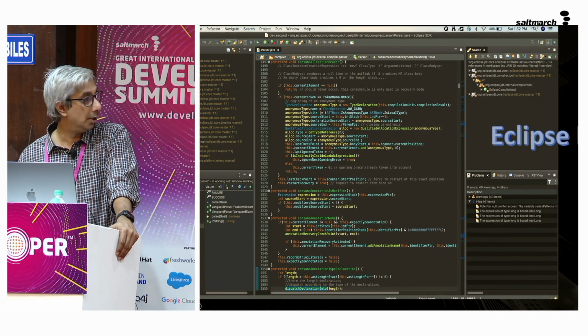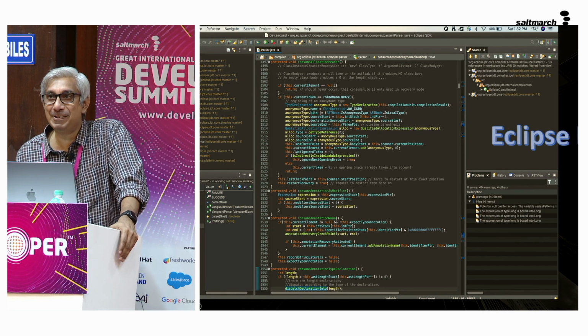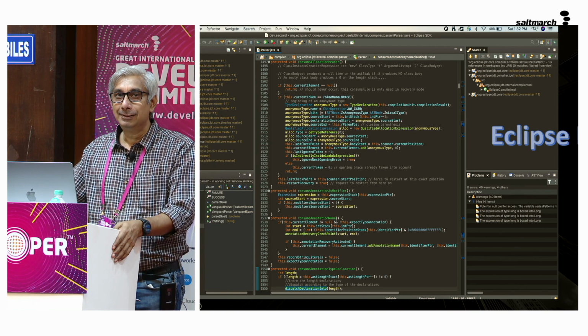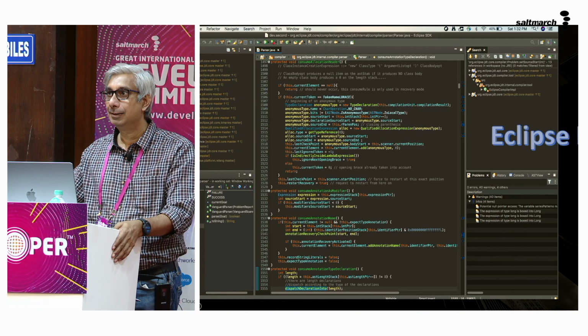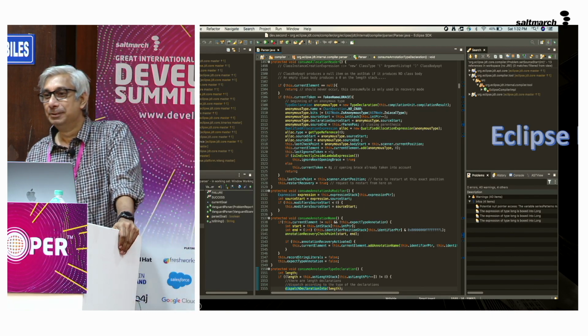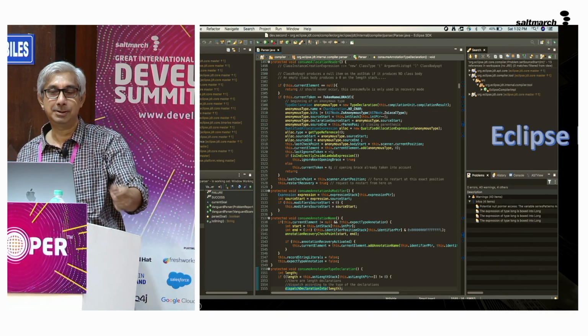How many of you use dark mode? How many of you use Eclipse? Okay, so whether you use Eclipse or VS Code, how many of you use VS Code? Intel, yeah, I know, that's our competitor. Right.